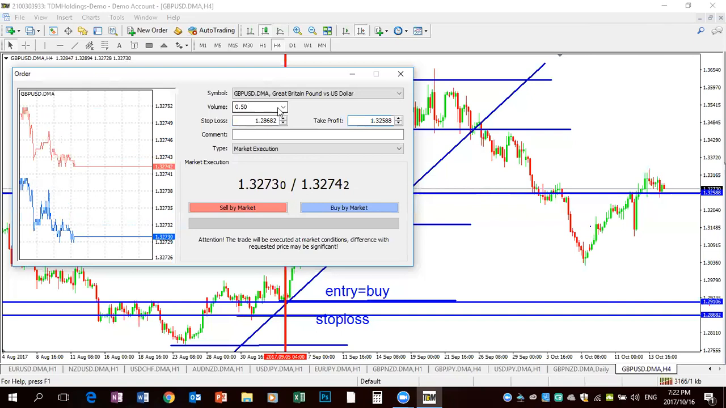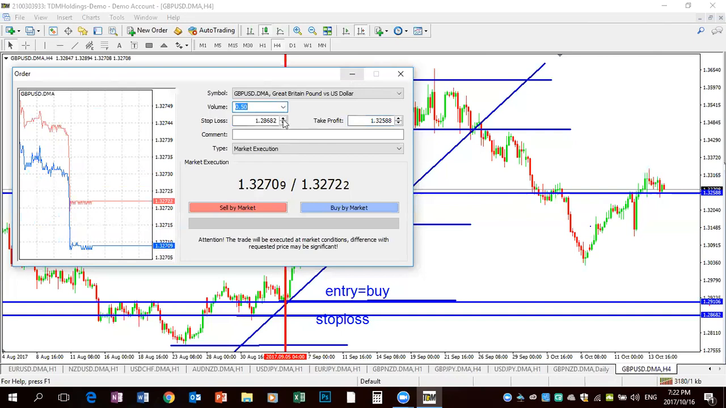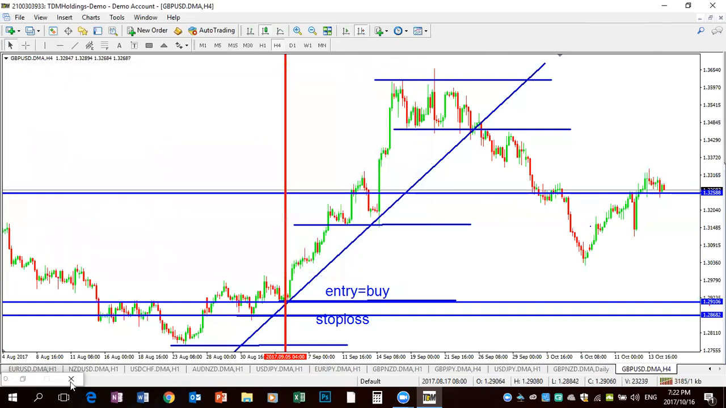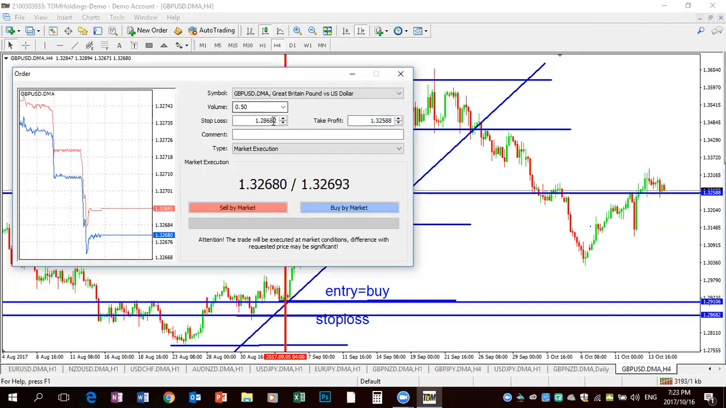I want to know the volume, and we did not calculate the volume for risk management. Now, how do I calculate my volume? Now I know I want to buy and I know where my stop loss will be and where my take profit will be. Now, how do I know which volume I should use? All right, let's start again.